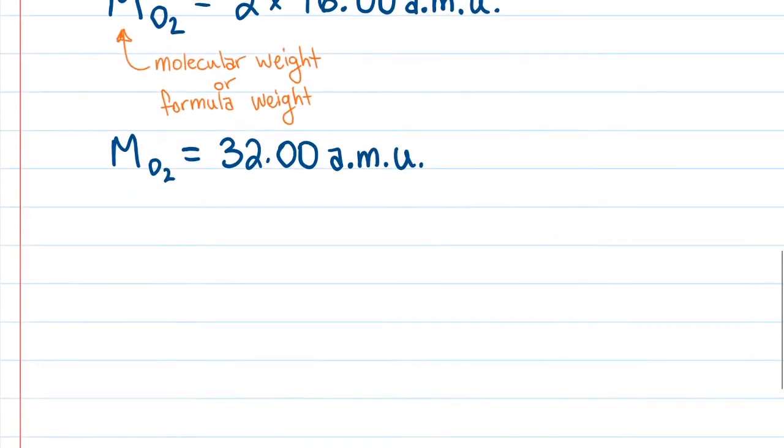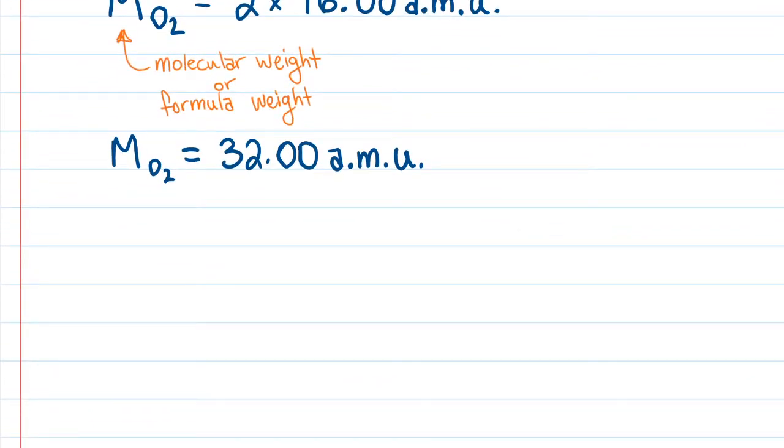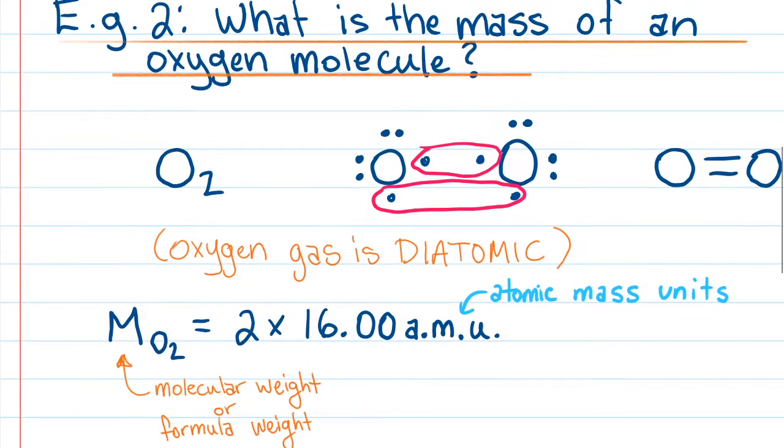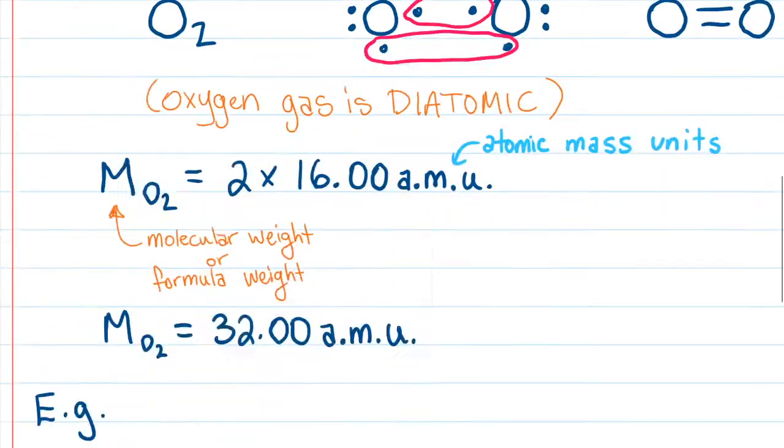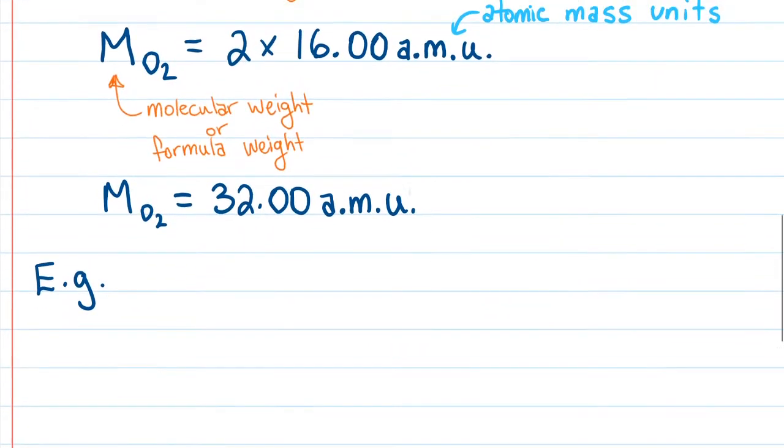Let's try an example and have you do it. I should mention that up here we said the mass of an oxygen molecule. Here we're going to talk about an ionic compound. And when we talk about an ionic compound, we'll often say formula weight. We say formula weight if it's ionic, and we usually say molecular weight if it's covalent.